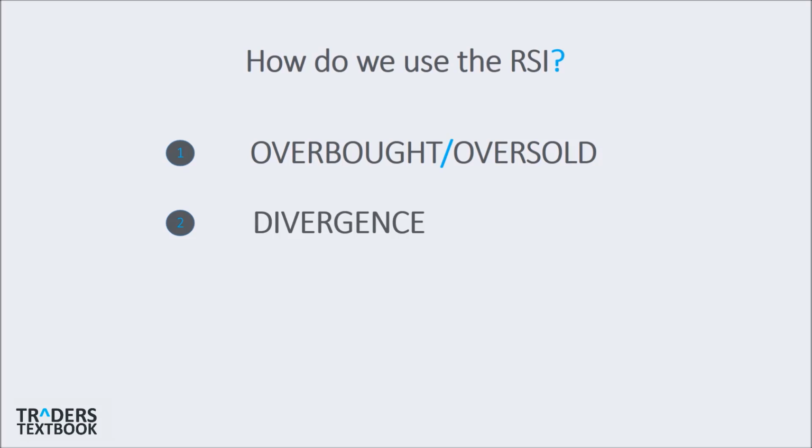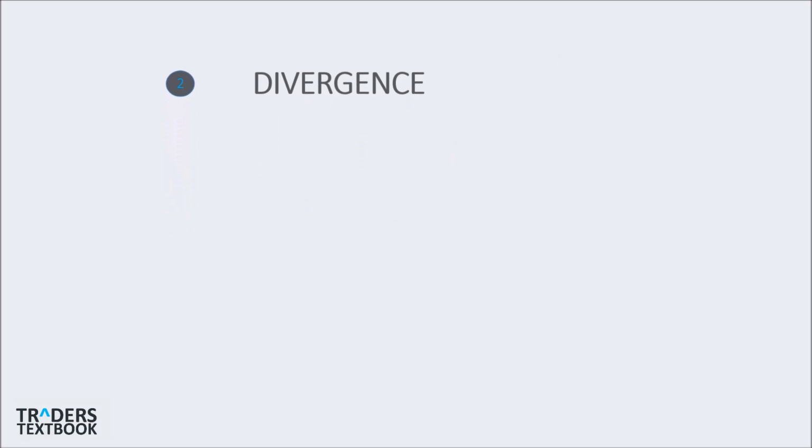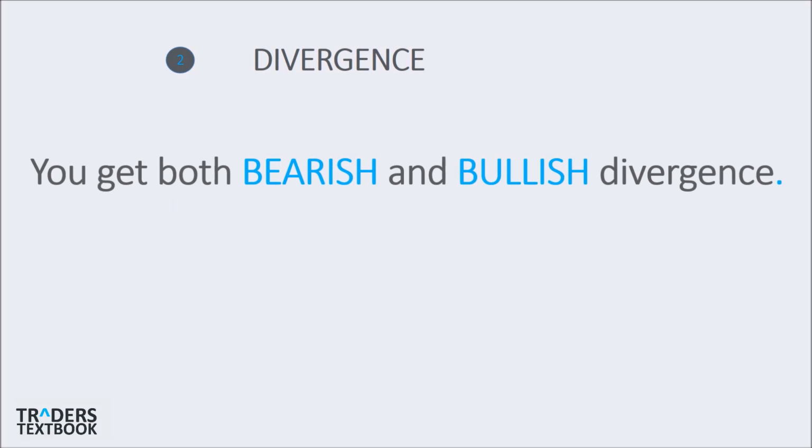Let's now look at the RSI's second use. Divergence. Divergence is very powerful. And you get two kinds of divergence which are both similar. You get bullish divergence, and then you get bearish divergence. So let's take a closer look.